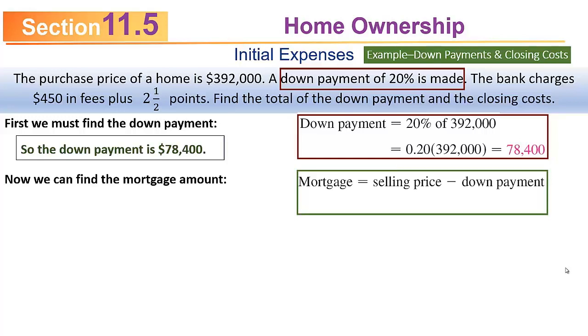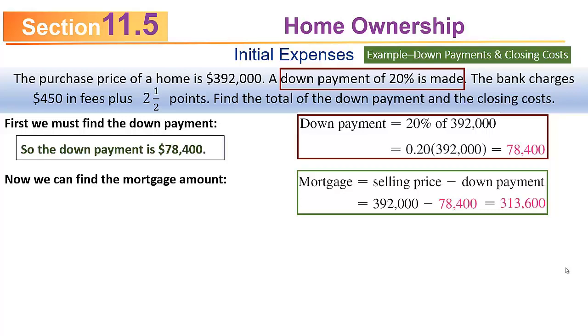The mortgage amount is the selling price minus the down payment. Why do we need the mortgage amount first? Because the closing costs are based on the mortgage amount. So even though they didn't ask for the mortgage amount, we can't find the closing costs without getting the mortgage amount. The selling price is $392,000. We subtract away the down payment, and we find out that the mortgage amount is $313,600.